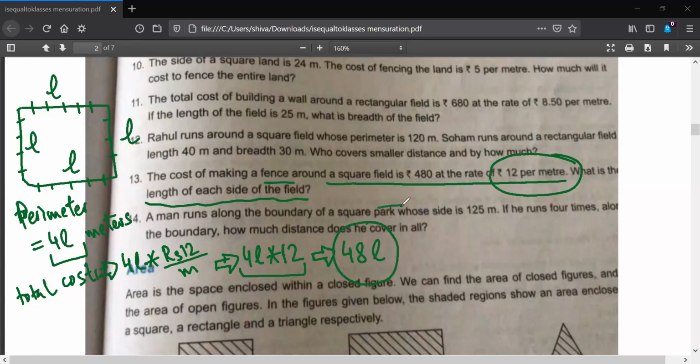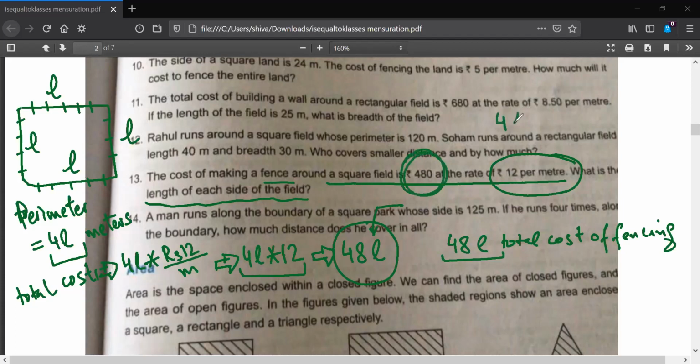So 48L is the total cost of fencing. But actually, total cost of fencing is rupees 480. This means that 48L is equal to 480. Now, what can L be? L needs to be 10. Is there any doubt? No, sir. Okay.